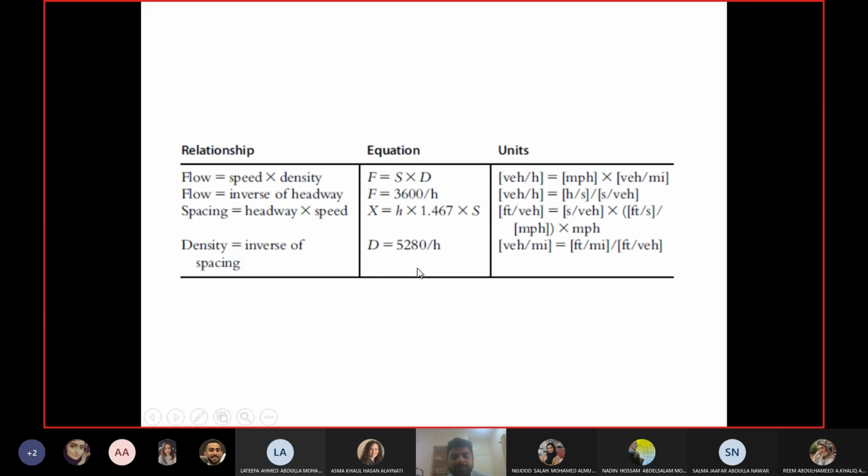Again, it's the same logic: spacing means feet, or length, per vehicle, and density is vehicles per length. So you take the inverse, and since the spacing is in feet and density should be in miles, we have 5280 here.